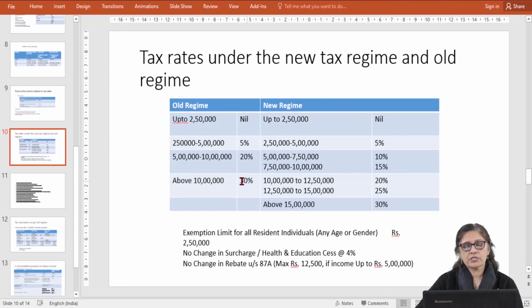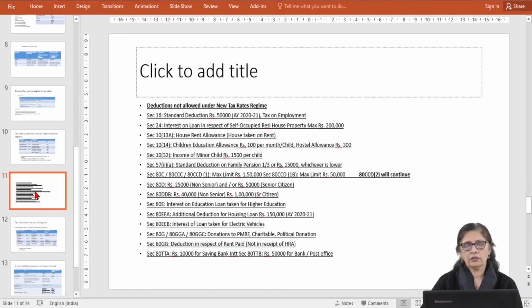So as against 30% that applies to income above 10 lakhs in the old regime, in the new regime 30% applies to income above 15 lakhs. So the benefit is there, but there is no benefit of exemption and no benefit of deduction. So accordingly, your income also goes up. If income goes up and tax rates go down, you have to actually make a comparative analysis. There is no change in surcharge, no change in health and education cess, no change in rebate. All these remain the same as applied to the old scheme.